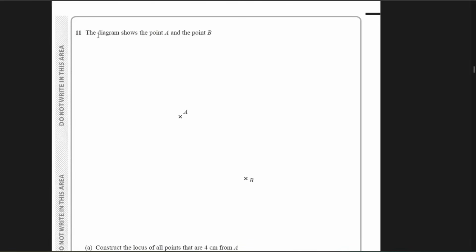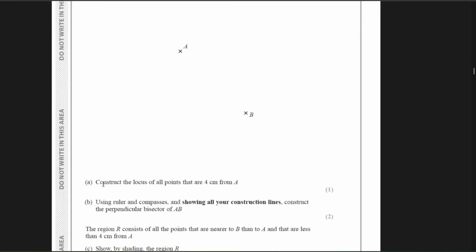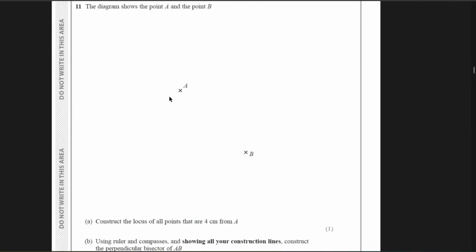Question 11. The diagram shows the point A and the point B. Question A, construct the locus of all points that are 4 centimeters from A. So we'll have to draw a circle around A, and the radius of the circle would be 4 centimeters. I'll be doing this on a different app.